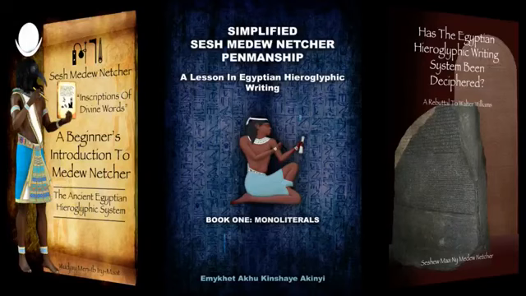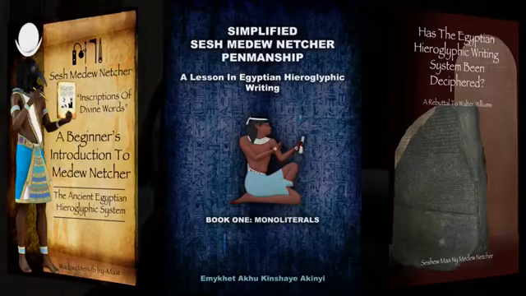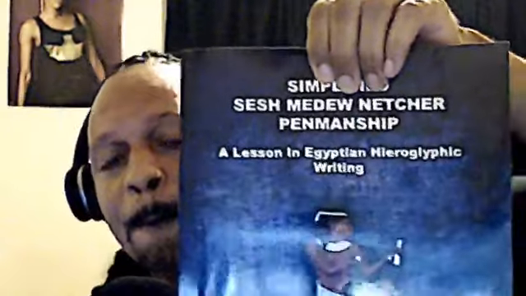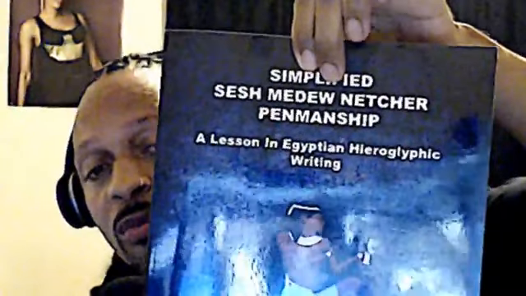Then the third section of the book breaks down each and every monoliteral. So everything is broken down in a way that you can't go wrong. So the strokes are elaborated. Yes, that's the book that you see on the screen.